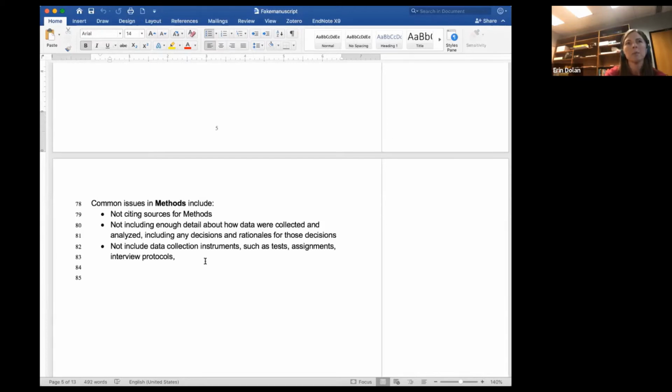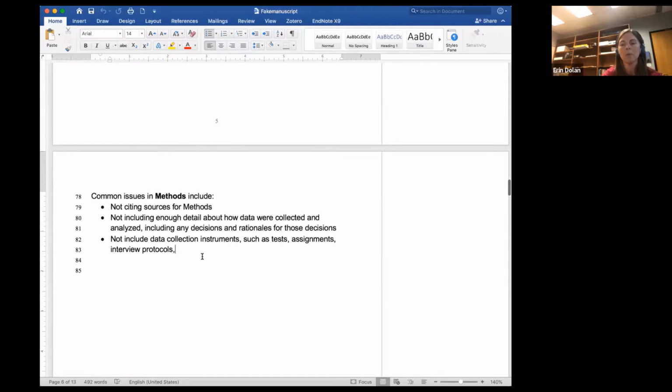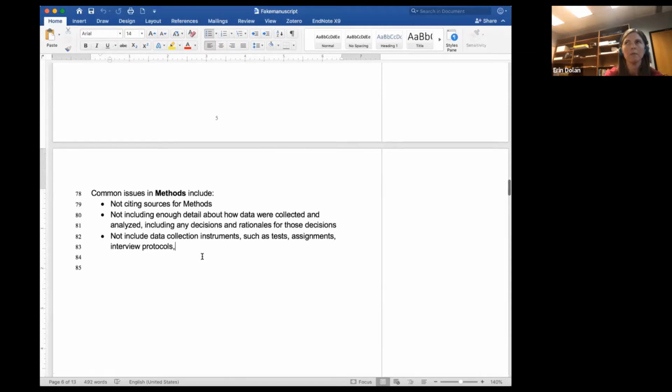Another issue we see is that people don't include their data collection instruments. And by this, I mean anything you're using to collect data from people. That can be tests, that can be assignments, that can be interview protocols, that can be surveys. Anything that you use to collect data should either be included, and they can be included right in the methods, or they can be included as supplemental materials, or the materials should be cited. So for example, if you're using a published survey instrument, there should be a citation where both reviewers and readers can find information about that survey.